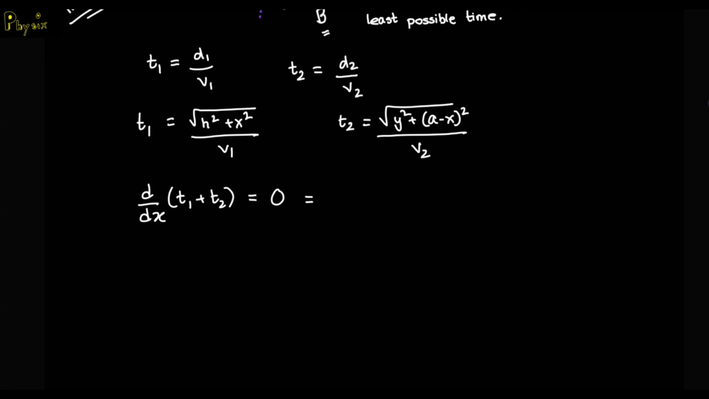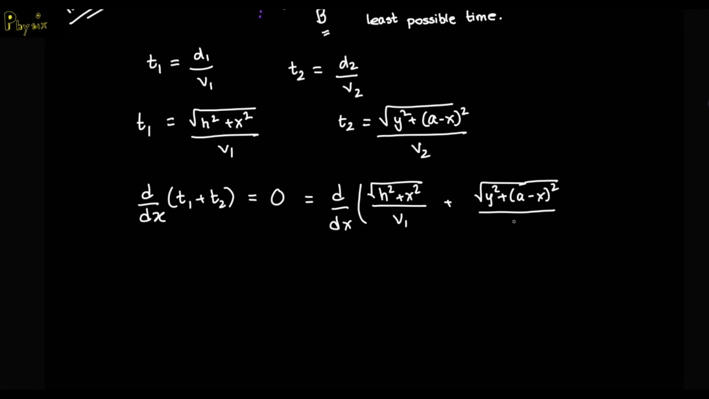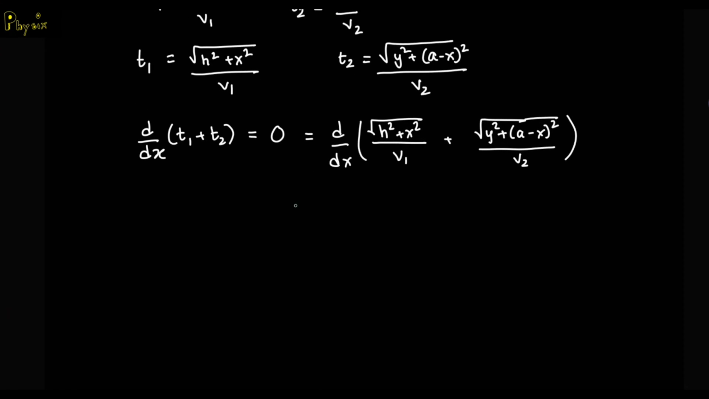Now, if this is 0, we could do further calculations and say that t1 is the square root of h squared plus x squared over v1, and the rest is the square root of y squared plus a minus x whole squared over v2. All right. Now, if you take the derivatives of these two terms, you would end up with something kind of like this.